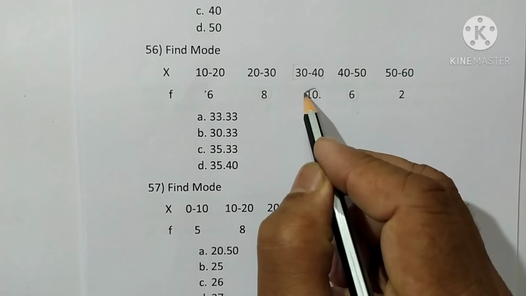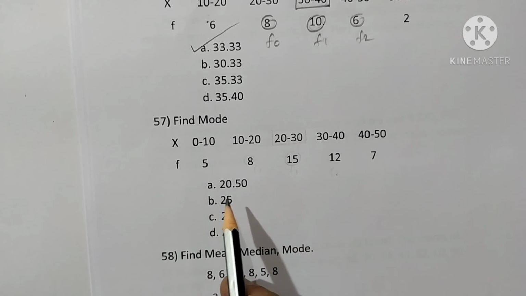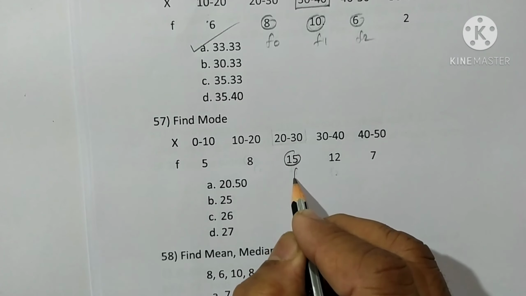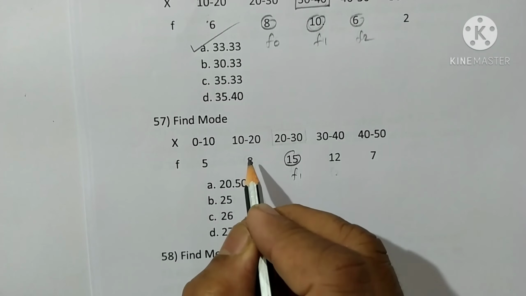Question 57. Here also grouped data is given. Frequencies are given. The maximum frequency 15 is called F1. The previous is called F0 and the next is called F2, and this is the modal group. We directly put the values in the formula as 20 plus (15 minus 8) upon (2 into 15 minus 8 minus 12) into class interval, which is 30 minus 20, that is 10.